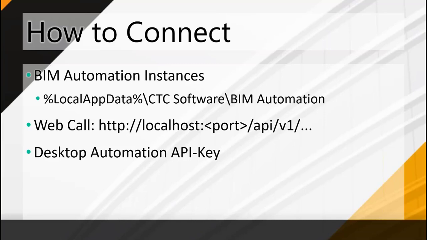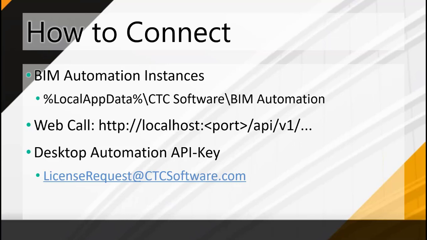If you want one of those API keys so you can start digging in, and I encourage you to do this if you're an admin, you can email license request at ctcsoftware.com and get yourself an API key. If you have a license of Nexus, you can get an API key. It doesn't cost anything extra. So how then do we look at this information? I'm going to give you one simple example here.